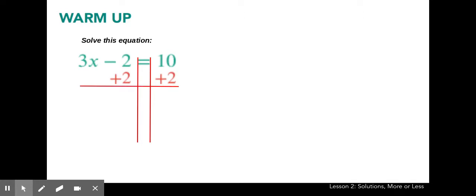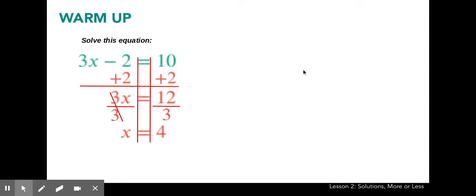And then I rebalance my equation and get 3x equals 12. Last thing, to undo that 3 times x, I need to divide by 3. 3's cancel, and I end up with x equals 4. So I'm confident that everyone was able to get to this.